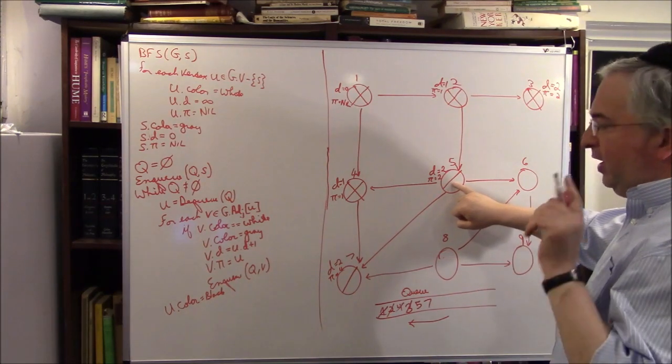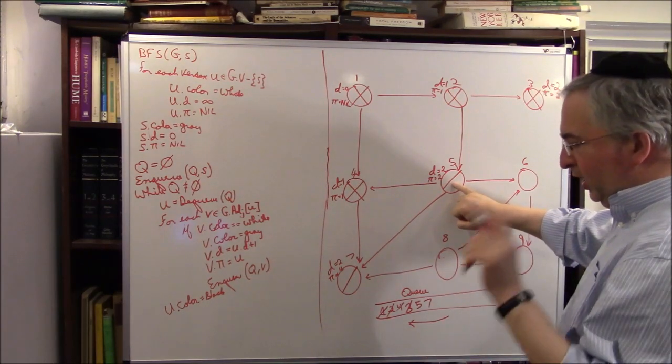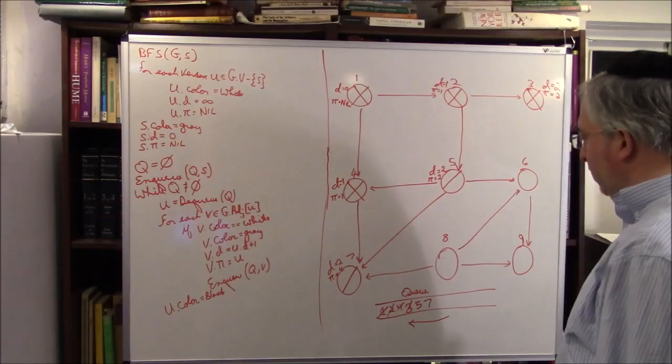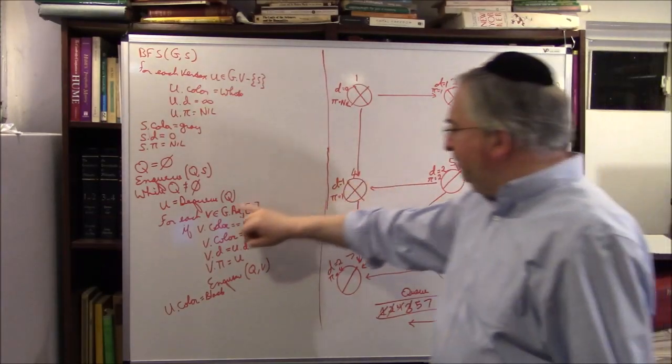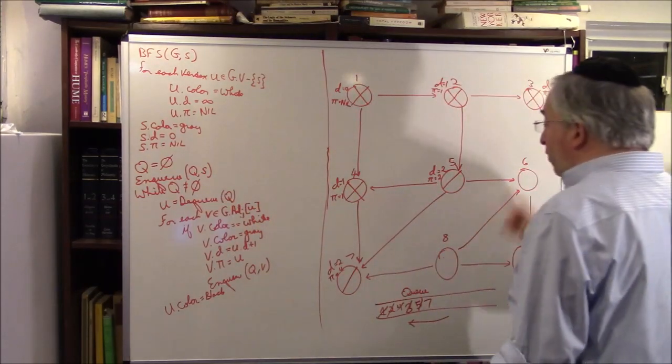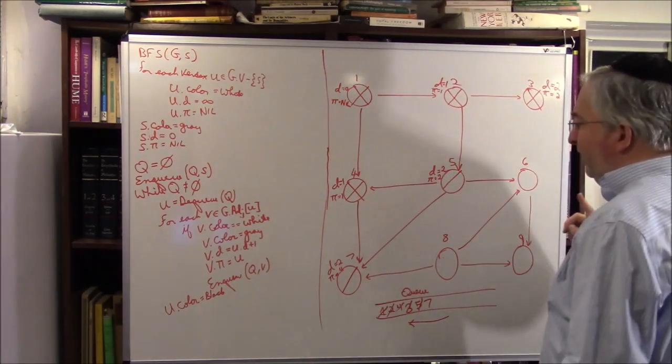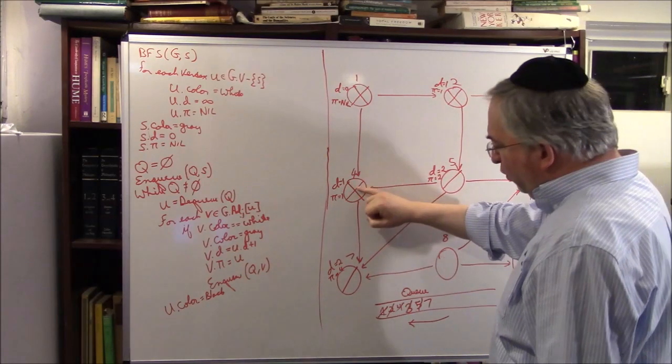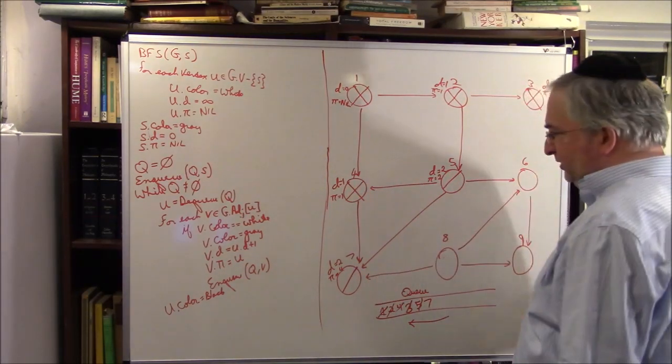This is where it's different from a tree. A graph is different from a tree. Watch. Look what it says. We're at 5. We pull off 5, we dequeue 5. Now we look at all the children of 5. 5 has 3 children, 4, 7, and 6.